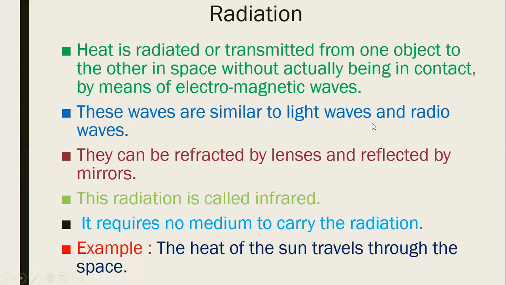These waves are similar to light waves and radio waves. They can be refracted by lenses and reflected by mirrors. This radiation, electromagnetic waves, is also called infrared. It requires no medium to carry the radiation. There is no medium required, so it is possible to transfer heat in a vacuum. That is infrared radiation.